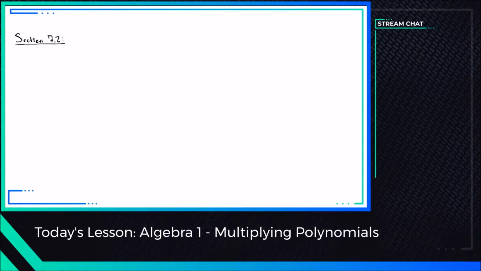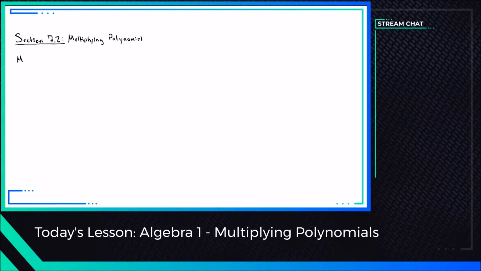And section 7.2 is actually a pretty straightforward section. It is going to deal with multiplying polynomials. So last time we added and subtracted polynomials. This time we are going to multiply them. And there's a couple of simple rules that we're going to do when we multiply polynomials. But first we're going to look at binomials.